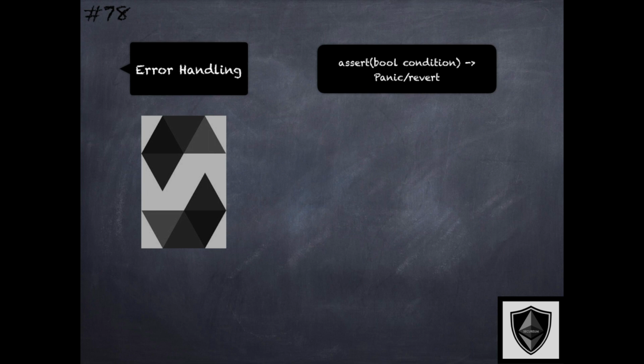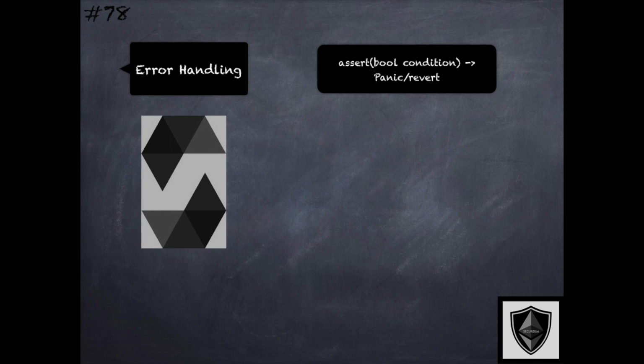And this panic error really reverts all the state changes made to the contract logic so far in the context of the transaction that triggered this contract. And this assert is really meant to be used for internal errors, for program invariants that are meant to be held at any part of the program during execution.